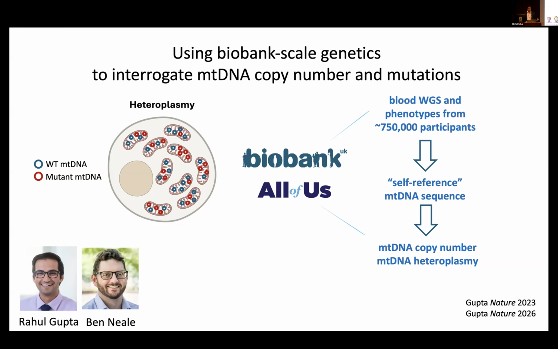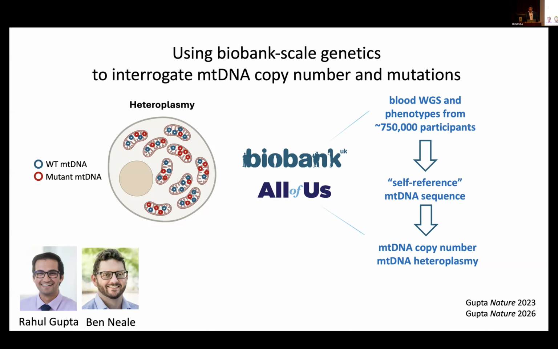From the relative read coverage, we computed the mitochondrial DNA copy number for each person. So that's a trait, okay? Just like body weight or height, that's a trait. And then finally, for each heteroplasmic variant, we also determine what the heteroplasmic fraction is. So one self-reference mtDNA and then two sets of traits. And then you can do a lot of cool stuff. I'll just share with you a few of the things that we learned using this approach.